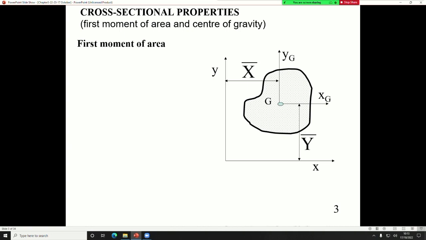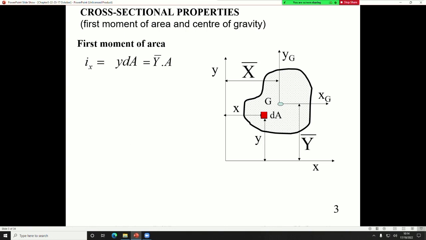So I can say Ix, or the first moment of area of the section with respect to x, is equal to y bar multiplied by A, and with respect to y is equal to x bar multiplied by A. So I start with Ix. That's the definition of first moment of area. Now I'm going to choose a tiny element on the cross-section. This tiny element also has a first moment of area. So the first moment of area of this small element with the area of dA, differential of A, is equal to its coordinate y multiplied by dA. So the first moment of area of this tiny element is y dA.